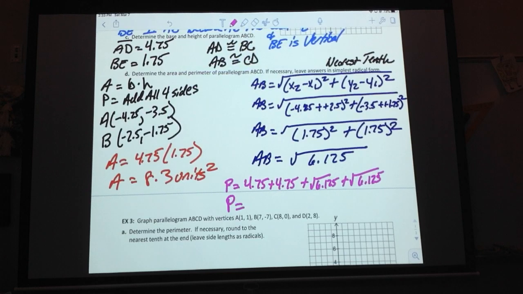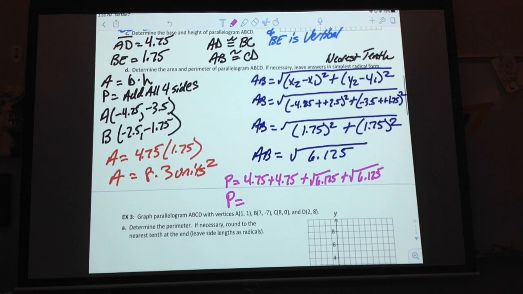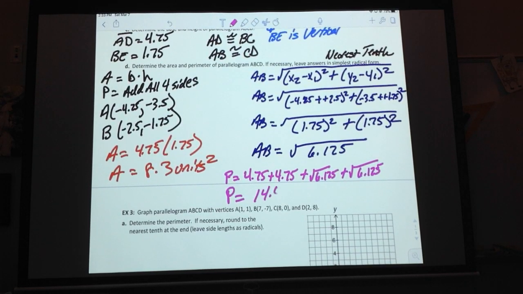If I put 4.75 plus 4.75 plus the square root of 6.125 plus the square root of 6.125, I should get, when I'm done, 14.4. And this is going to be units, and just units because I'm not multiplying units together. All right, so there's that. I found the area. I found the perimeter of that.